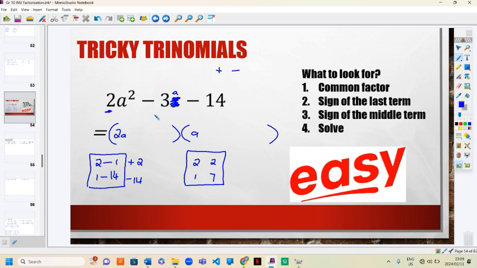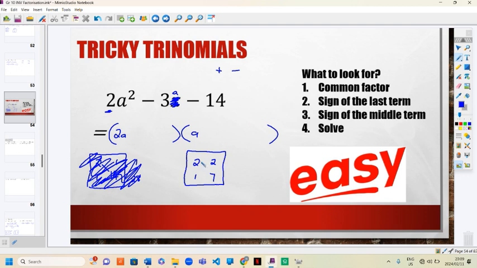Obviously not negative 3. So let's go back a bit. Let's try a different combination. Let's try 2 and 14. 2 times 14, I know that's going to be 28. I'm going to stop there immediately because I know that 28 and 1 is never going to give me 3. So I can scratch out this box. You see how I did that? I first multiplied across and then I multiplied diagonally.